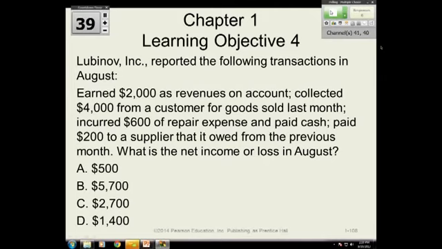All right, so it says, I want to know what the income is, and this is a review of what we just did. If you collect, is it always revenue? If you spend money, is it always an expense?